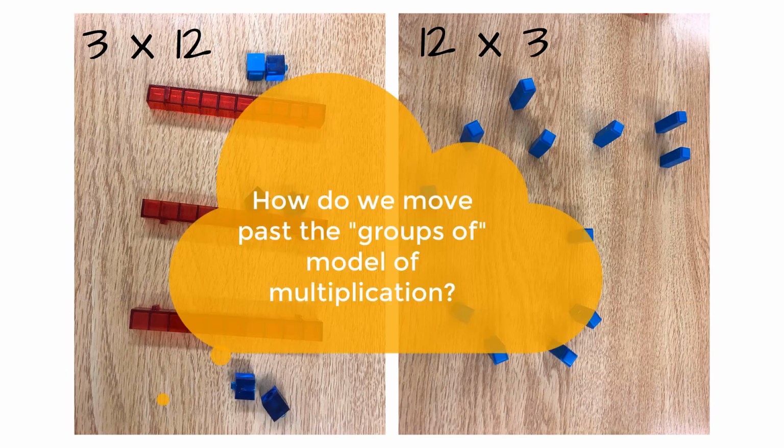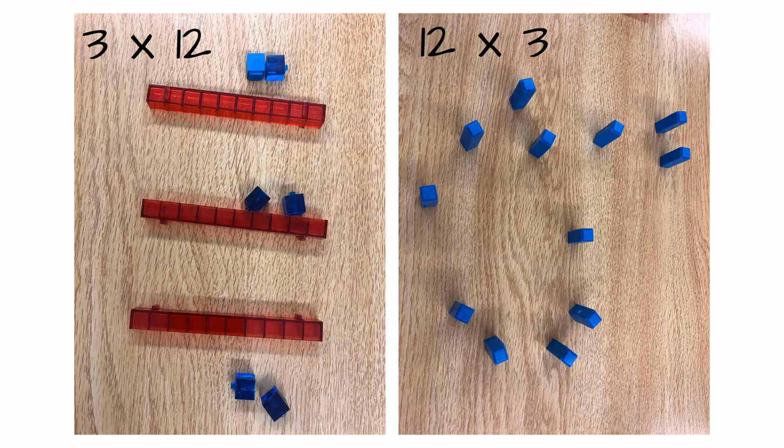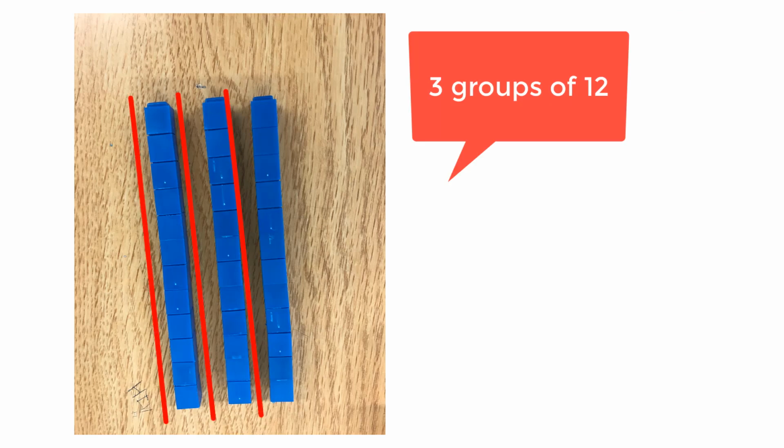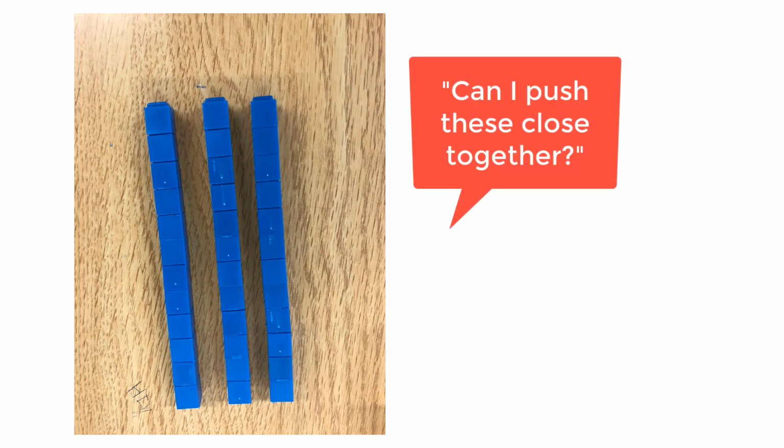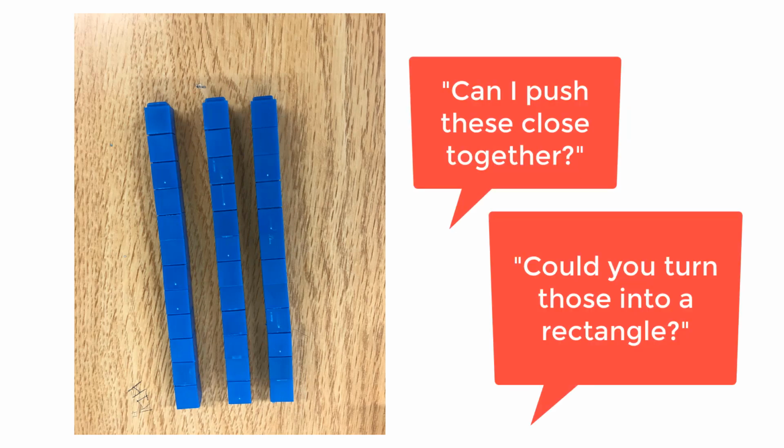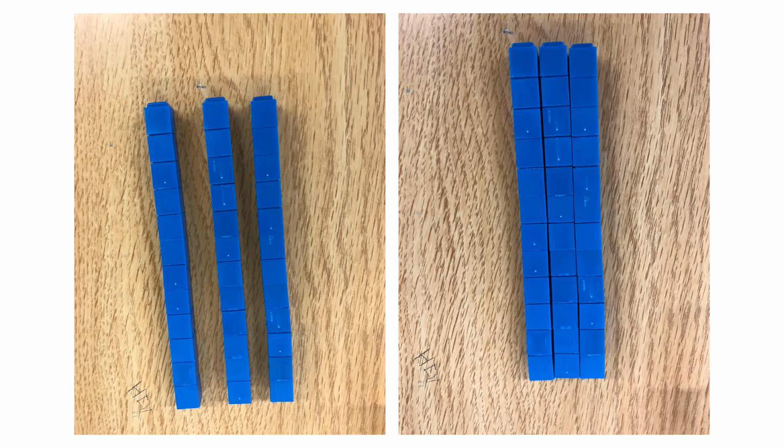But we need to move past groups of models into a model that's going to take us into grade 10 quadratics. And so when we see students that have a groups of model that looks like this, we might ask some questions to nudge them towards another model. We might say, can I push these close together? Or we might say, could you turn those into a rectangle? And we get this. And now we've got a rectangle.